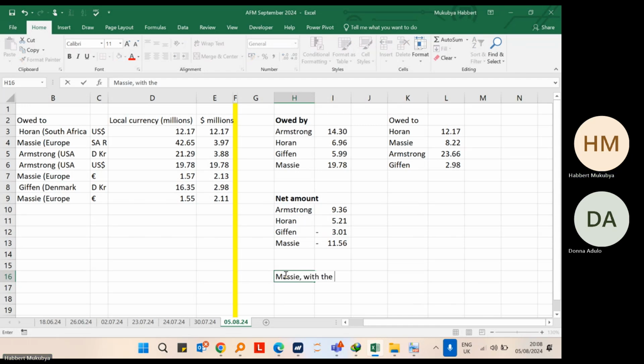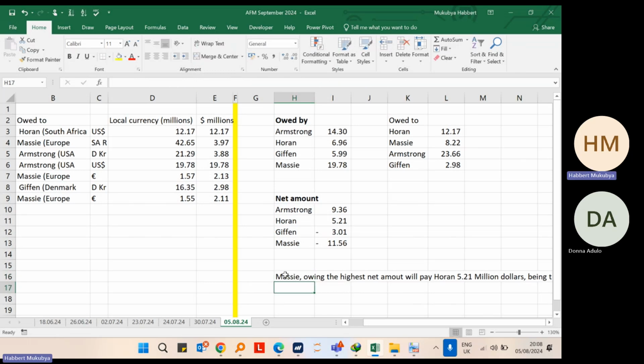with the highest, or you say Massey owing the highest net amount, will pay Horan $5.21 million, being the lowest net amount. So that's what will happen.